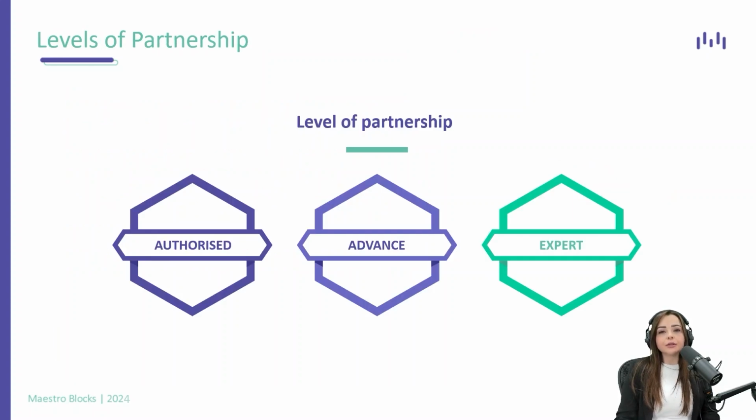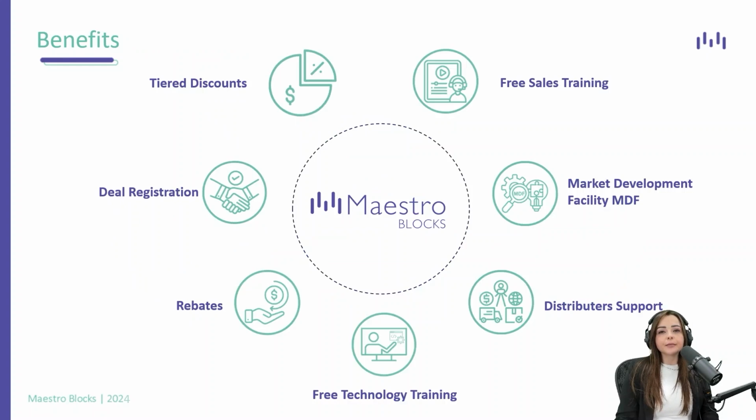Level of partnerships. Maestro Blocks level of partnership can be categorized into 3 types based on annual revenue requirements. These categories are authorized, advanced, and expert. Each partnership level has its own benefits. These include discounts, free sales and technical training, MDF program, rebates, deregistration, and distributor support.